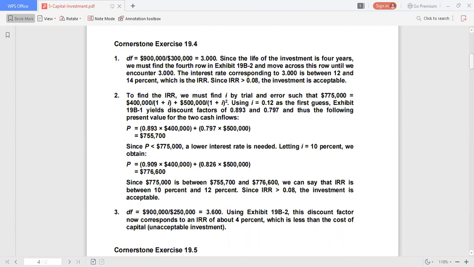776,000, which is in between 755,000 and 776,600. Then we can say that IRR is between 10 to 12%. Since IRR is greater than the cost of capital, which is 8%, the investment is acceptable. But considering that we have the use of the discount factor.